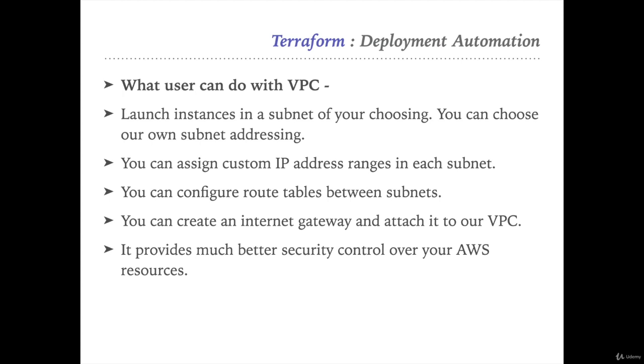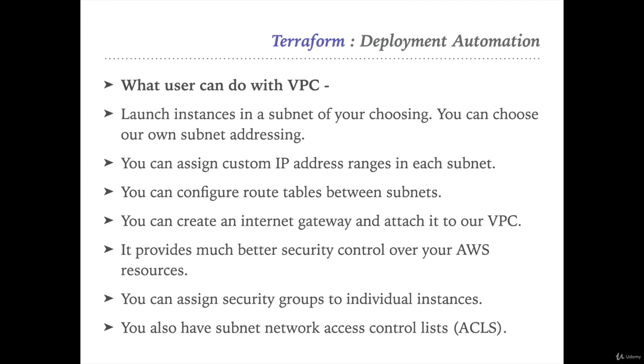VPC provides much better security control over your AWS resources. Definitely, if we have a customized, self-defined network, we can manage that network better than one which is defined by AWS. Because whenever we define our own network, we know who can access my network and to whom my network can access. User can assign the security group to individual instances. Security group is another thing which defines what traffic the instance can accept and to whom the instance can access. That security group can be defined at the individual instance level.